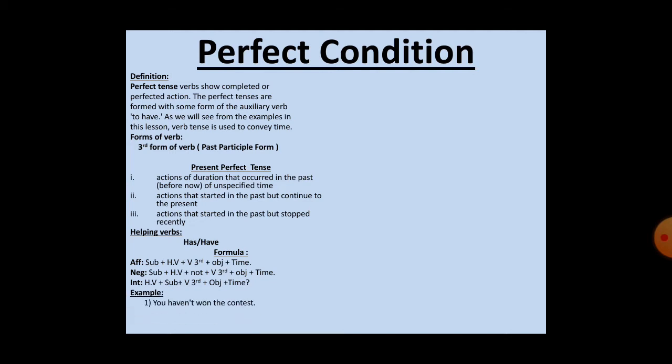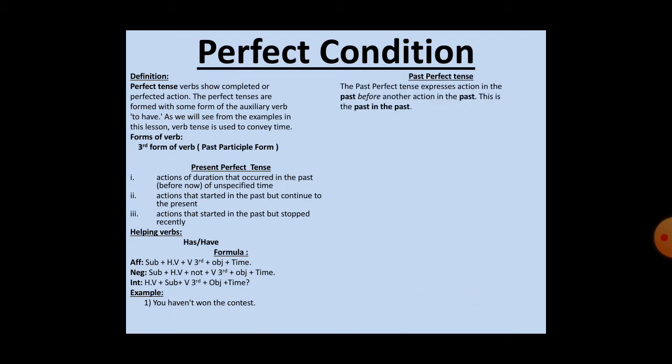So here comes the example of present perfect. You haven't won the contest, so here you can see, students, no time. So when we do not mention any specific time, and that work has already taken place, there we use present perfect. So here comes past perfect.